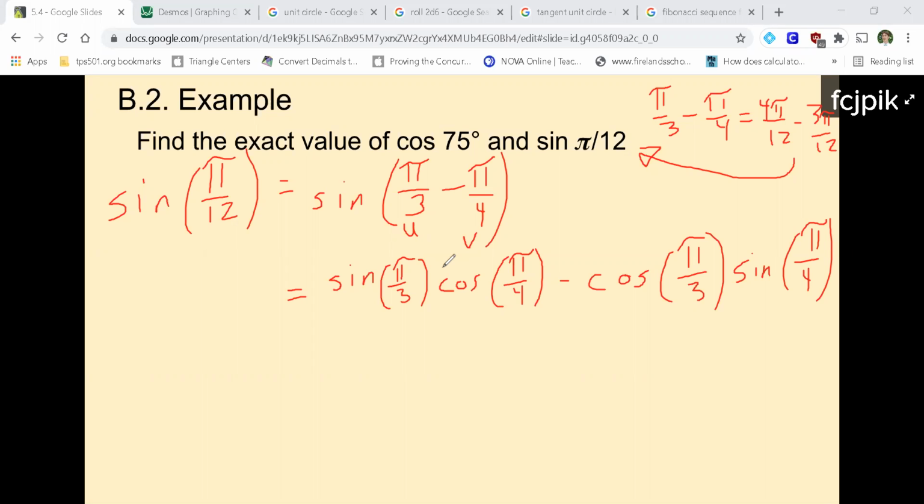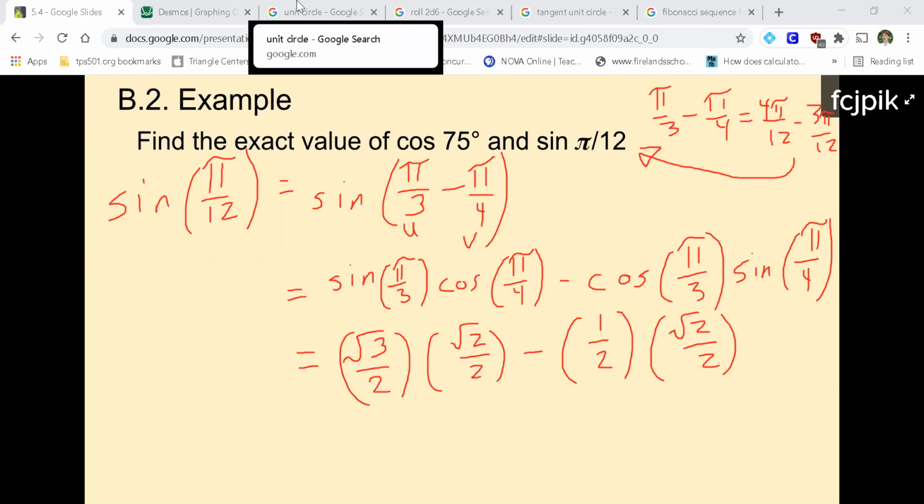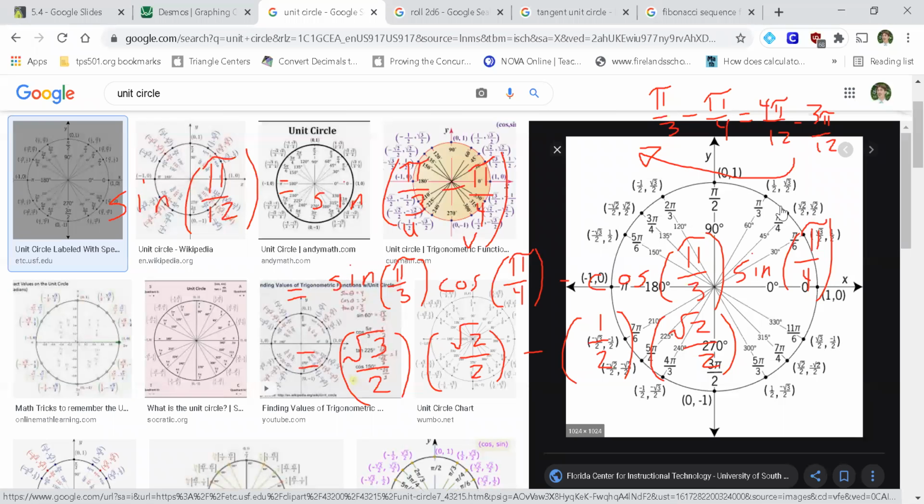Remember, sine is y, cosine is x. So if you look those up, you get square root of 3 over 2 times the square root of 2 over 2 minus a half times square root of 2 over 2. And again, you just pull those from the unit circle from these 2 points, pi over 3 and pi over 4, your x and your y values. X is cosine, y is sine.